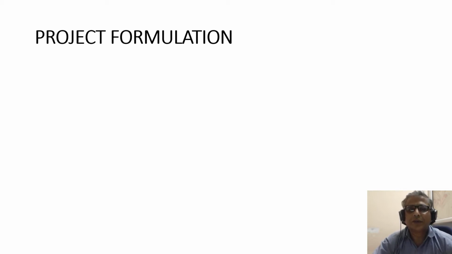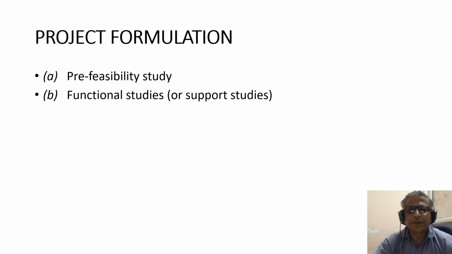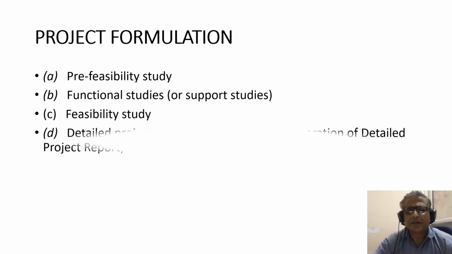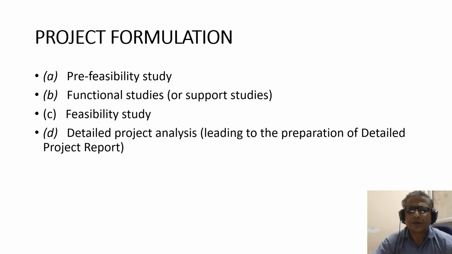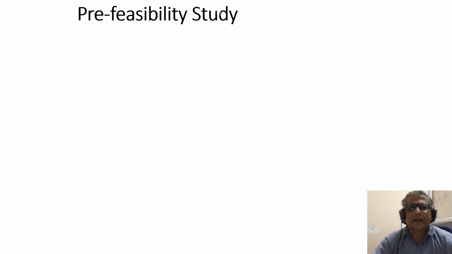Project formulation actually concludes in four parts: pre-feasibility study, functional studies or support studies, feasibility studies, and the detailed project report, or DPR as we call it. Pre-feasibility studies is the area which builds the confidence among the stakeholders and potential users of the project.